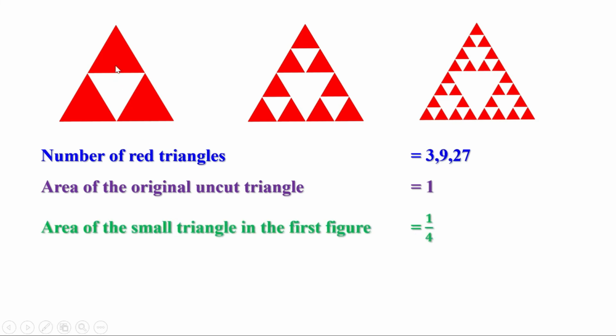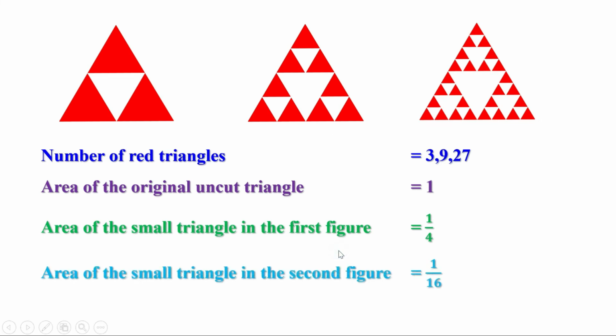Now each triangle in the first figure is again divided into 4 triangles, 3 red and 1 white. And there are 4 triangles, each one is divided into 4 more triangles. So the area of one triangle in the second figure is 1 by 4 divided by 4, or 1 by 4 into 1 by 4, that is 1 by 16. In the same way, each triangle in the second figure is again divided into 4 triangles in the third figure.